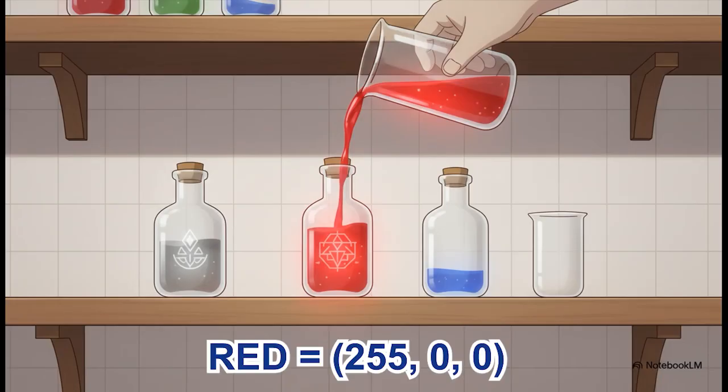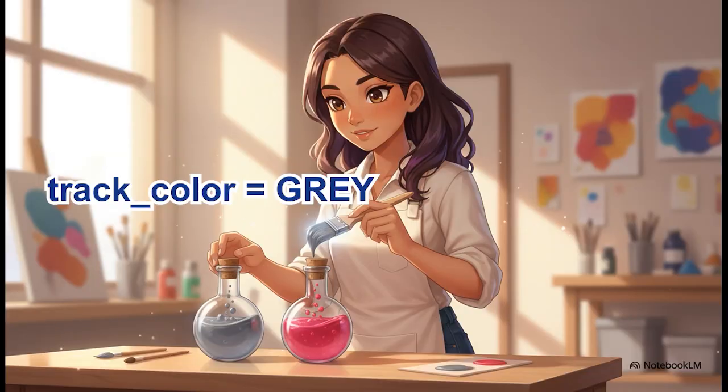We do the exact same thing for red. Now, we're not actually using it yet, but that's okay. We're just preparing our palette, getting our colors mixed and ready for when we need them later on. And here's where we make our first choice. We create that track color variable, our painter's paintbrush, and we tell it to start by dipping into the gray recipe we just made. So the first color it's going to use is gray.